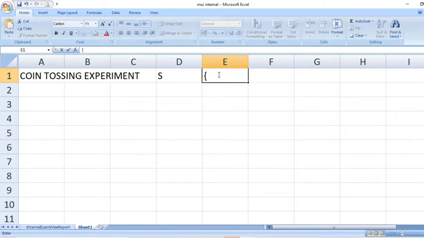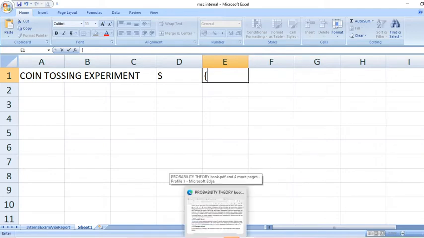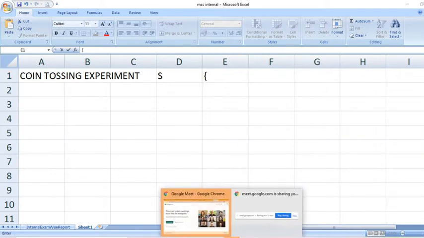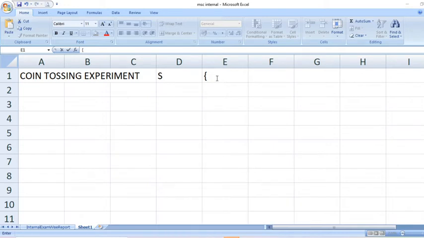Okay. Coin tossing experiment. Sample space is the set of all possible outcomes. So what are the possible outcomes for sample space? Head and tail. Okay, you can see what I am writing, right? Head comma tail. Okay. So consider another example.